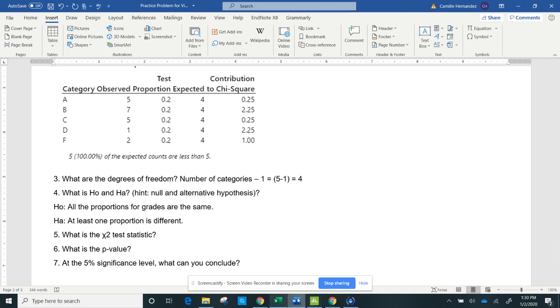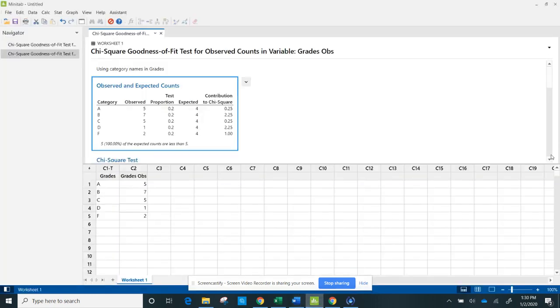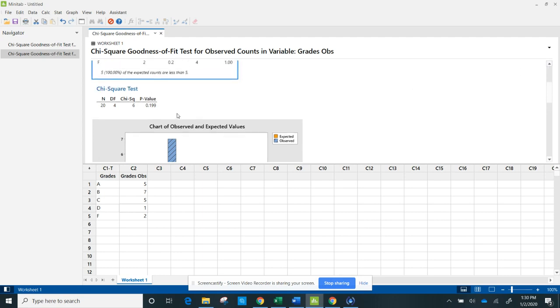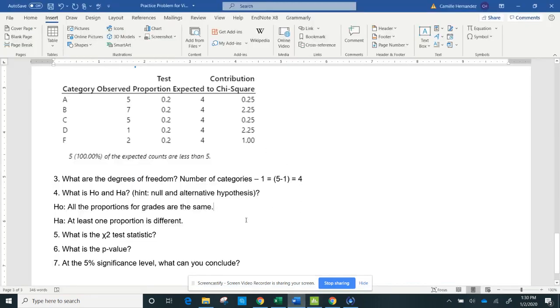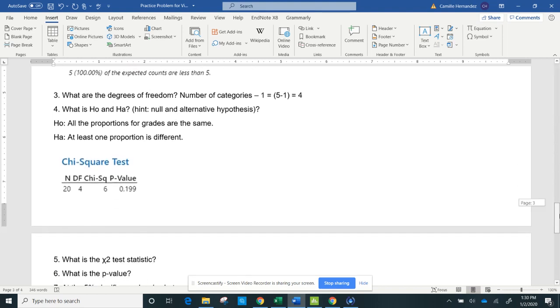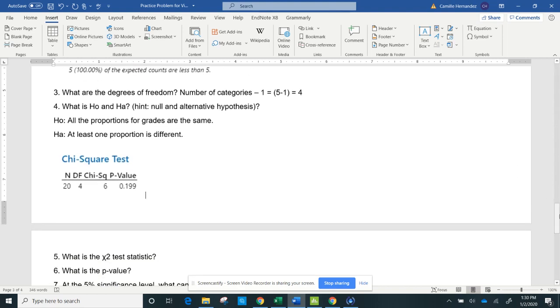So if I go back to Minitab, and if I scroll down, I can look here, and I've got something. So I do copy as a picture. And you can do this too when you have Minitab. You can copy and paste this information. So under here, I'm going to put this right there. Okay. So what is my chi-squared value? It's 6. And what is my p-value?